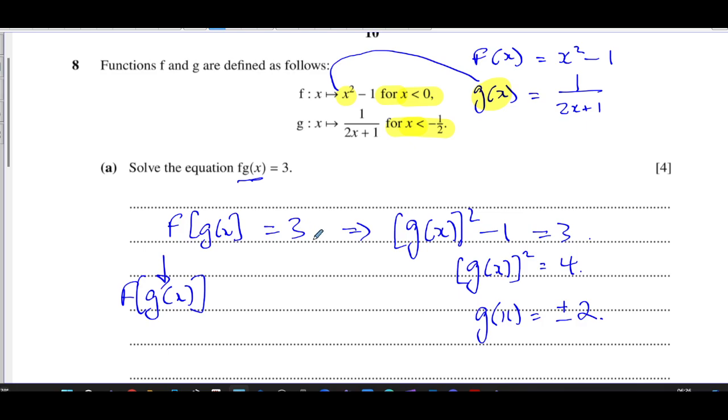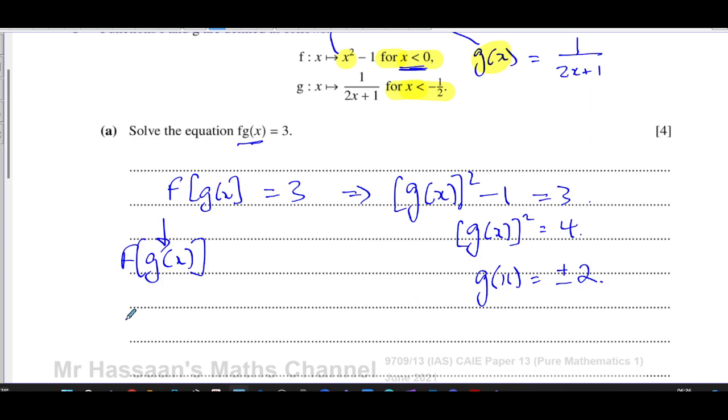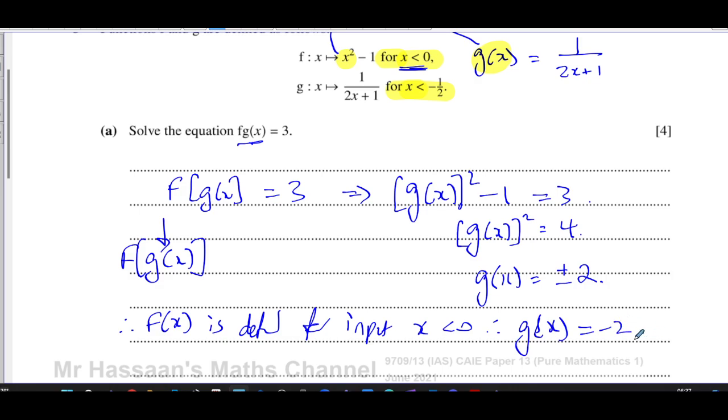And the input of f of x can only have negative numbers because it's defined only for x values which are negative. So if I'm going to put g of x into this function, whatever goes into this function cannot be positive. It must be negative. So therefore, as f of x is defined for the input x less than 0, g of x has to equal negative 2. It can't be positive 2.